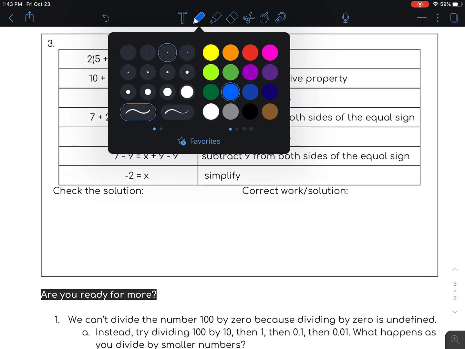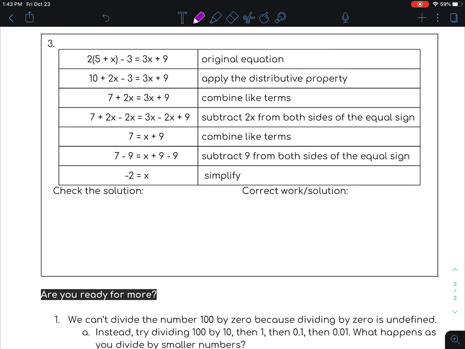Okay, number 3. Let's change to purple here. Once again, we have a series of algebraic steps, the steps that you would do to solve an equation. And let's see what we've got here. We have x equals negative 2. Let's check the solution. Let's plug that back in everywhere we see the x.